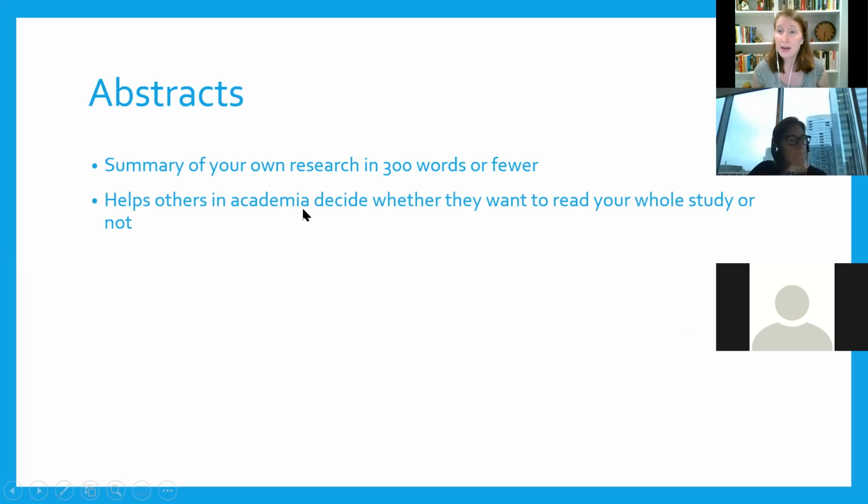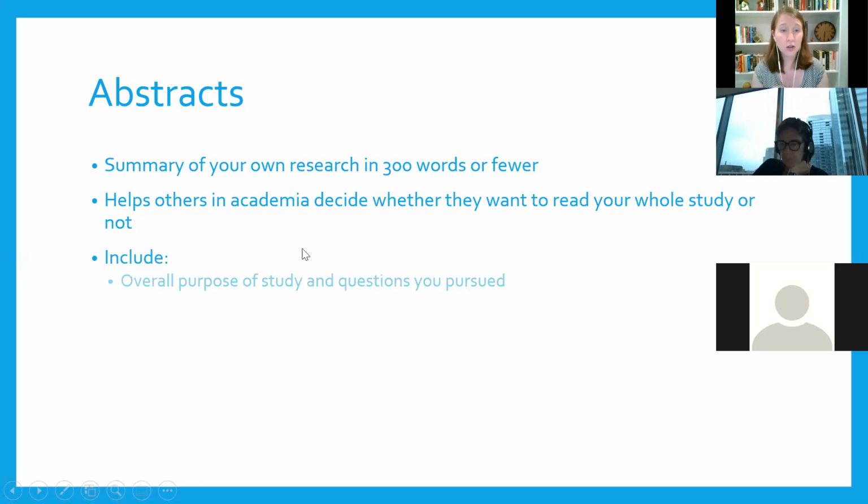The purpose of an abstract is to help others in academia decide whether they want to read your whole study, your whole research or not. I'm sure a lot of you, as you're doing your research, you're reading abstracts as well. You're using abstracts in the same way. There are other uses of abstracts that I'll talk about later, but this is the main one of just kind of giving somebody the general outline, the general summary of what your research was about, and letting them decide whether they want to continue reading or not, okay?